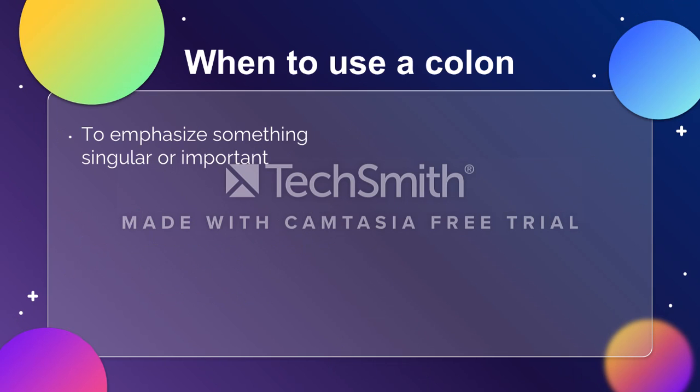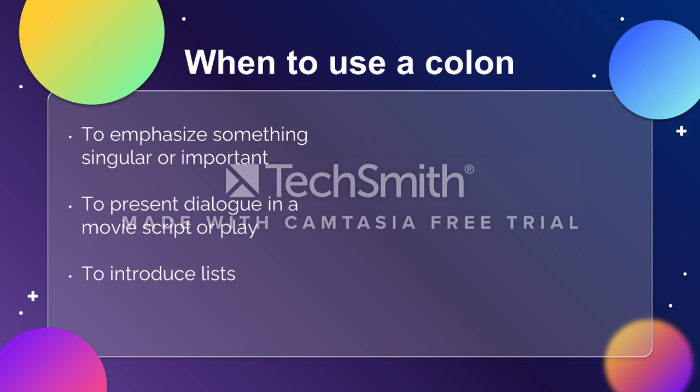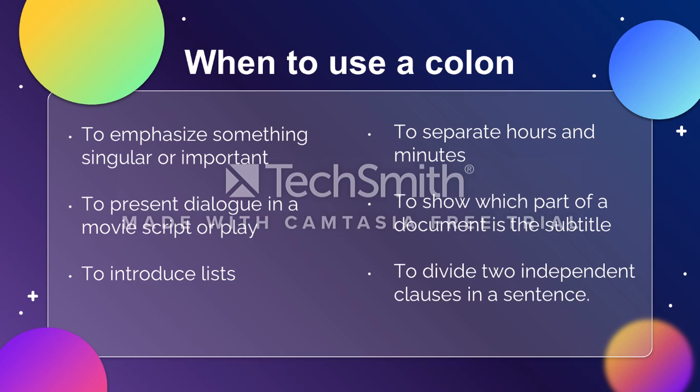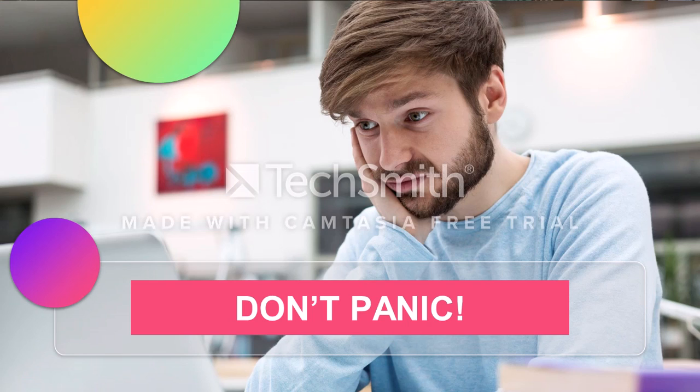Colons can be used correctly in 6 situations: to emphasize something singular or important, to present dialogue in a movie, script, or play, to introduce lists, to indicate a separation between hours and minutes, to show which part of a document's title is the subtitle, and to divide 2 independent clauses in a sentence. Don't worry if that was a bit too fast. We will look at each of these uses in detail.